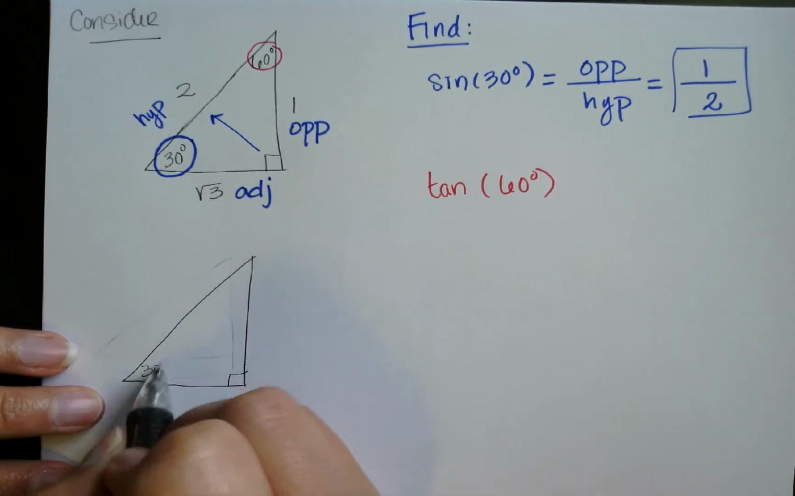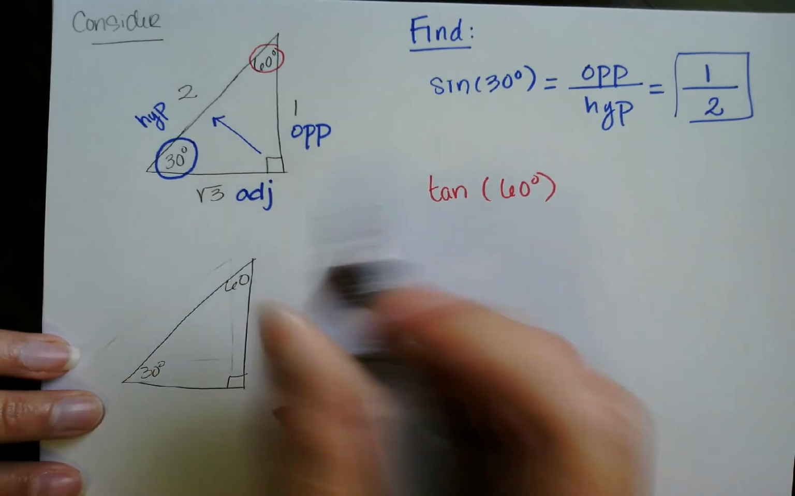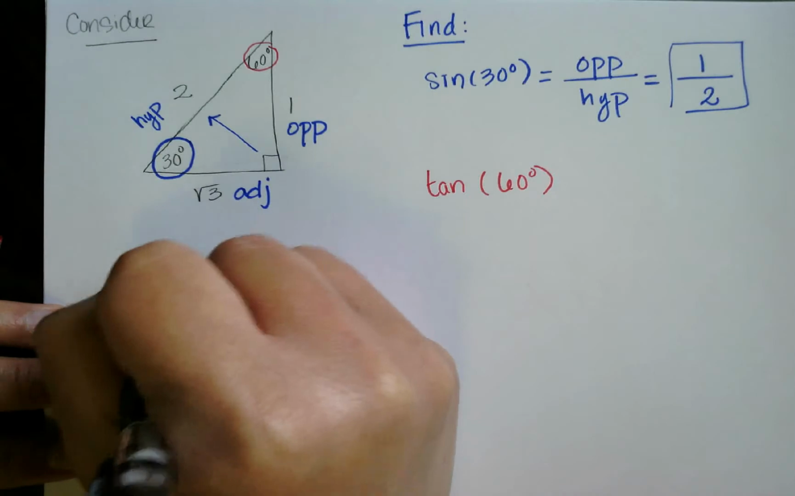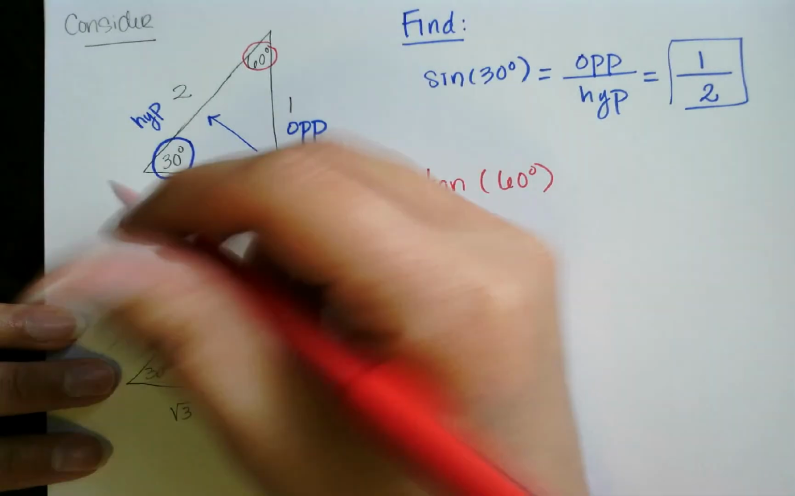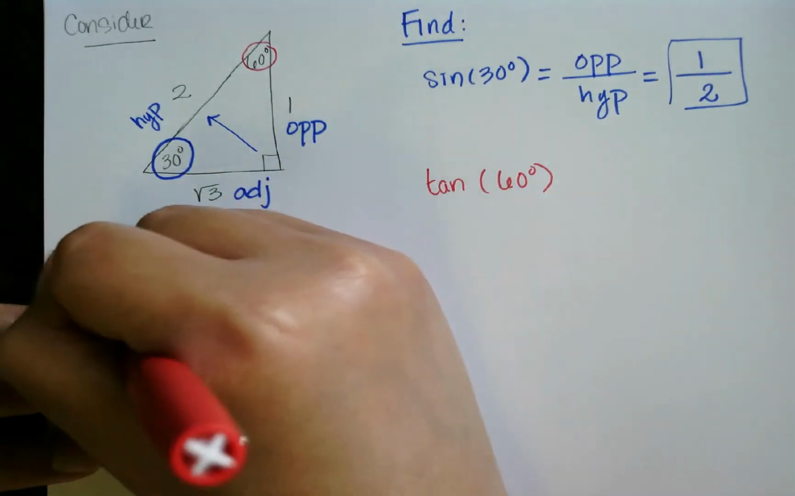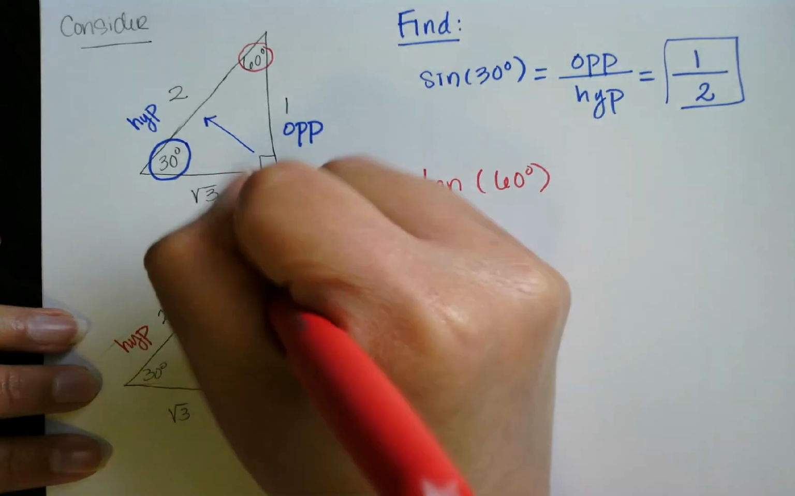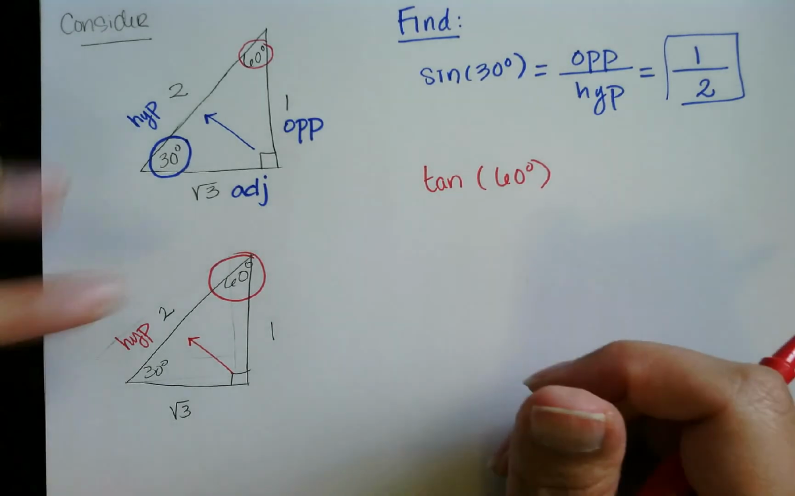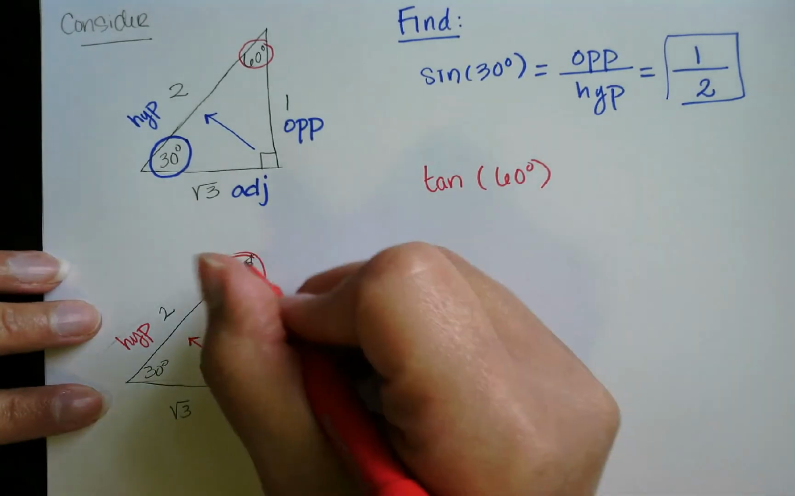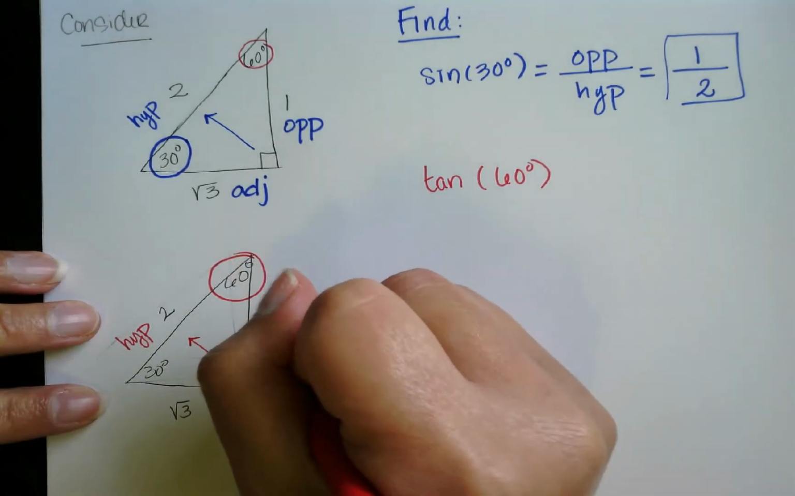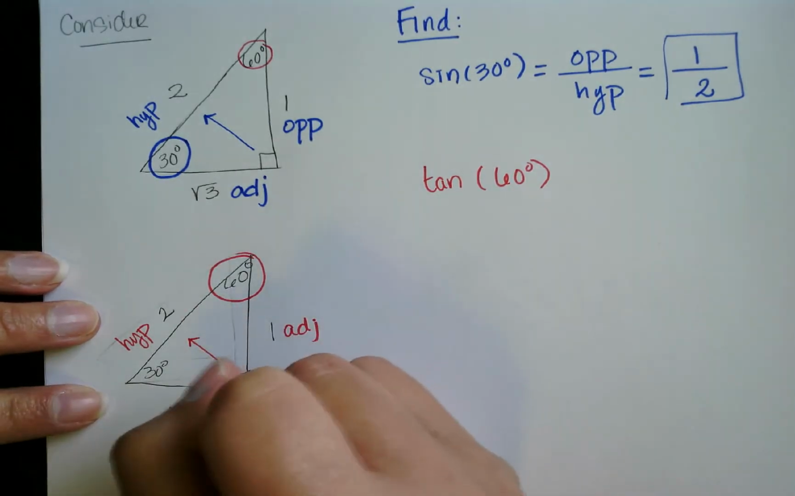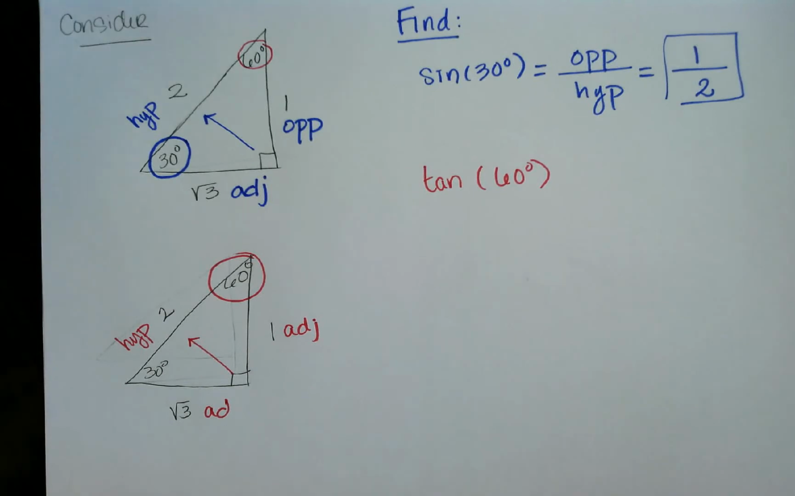Same triangle. Here's 30 degrees. Here's 60 degrees. Here's 1. Here's square root of 3. Here's 2. Alright, hypotenuse never changes. It's always across, so it's still hypotenuse. But now I'm going to label according to 60 degrees. So now I have to relabel my triangle according to the 60 degree. Touching the 60 degree is the one side, so that is my adjacent. And across from the 60 degree is the square root of 3, so that is my opposite.